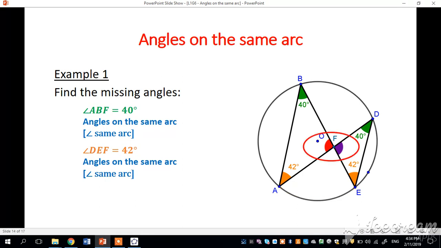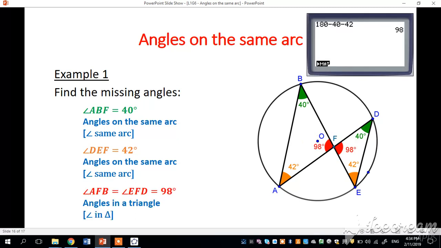Now, finally, let's turn our attention to the two angles in the middle. We know we've got two triangles created, and we know angles in a triangle add up to 180. So we just need to go 180 minus, looking at one of the triangles, minus 40 minus 42, and each of these are 98 degrees, because angles in a triangle sum up to 180.